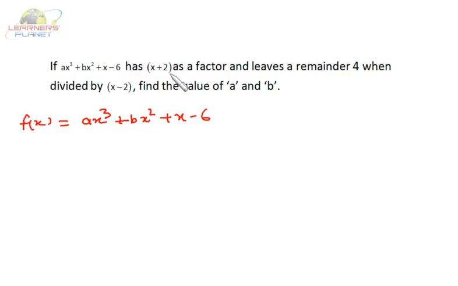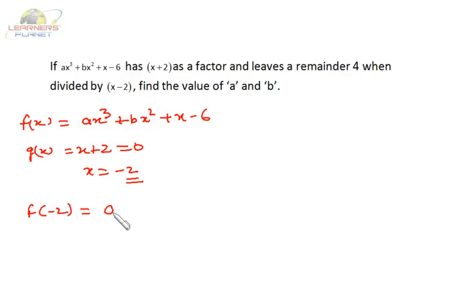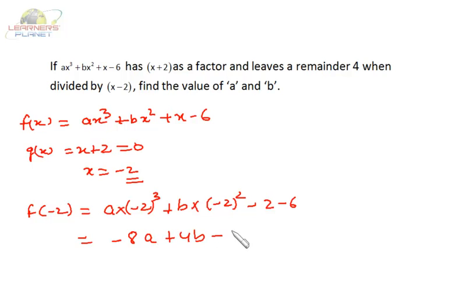Now x plus 2 is a factor. Let x plus 2 be g(x). Let's find out the zero of this. So x is equal to minus 2. Now if x plus 2 is a factor of f(x), then f of minus 2 must be 0. So let's calculate f of minus 2. So it's a into (minus 2) cube plus b into (minus 2) square minus 2 minus 6. So it's minus 8a plus 4b minus 8.